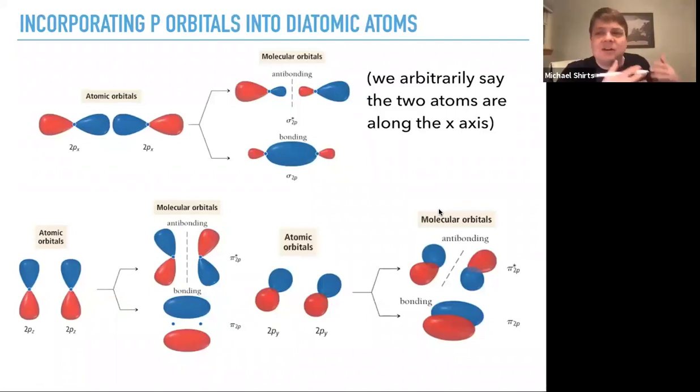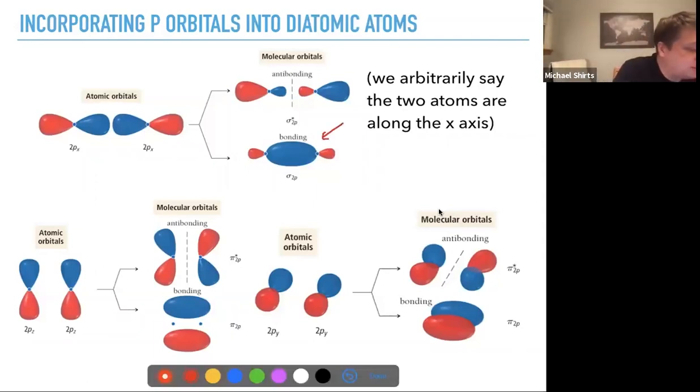Okay, so incorporating the p orbitals into diatomic molecules. If you just have homonuclear atoms, meaning N2, O2, then the p orbitals that point in the direction of the two nuclei, if you draw a line between them, are pointing that direction. We just arbitrarily call that the px. We could have called it the pz, it doesn't really matter. Nature doesn't care what variable name you use, but we'll call those the px ones. Those are the ones oriented along the line connecting the two atoms. So you get sigma 2p bonding orbitals and anti-bonding orbitals.